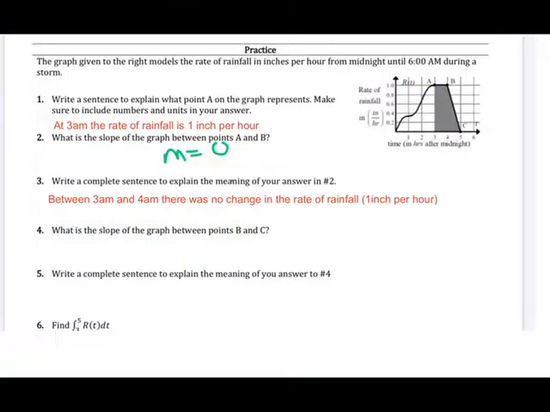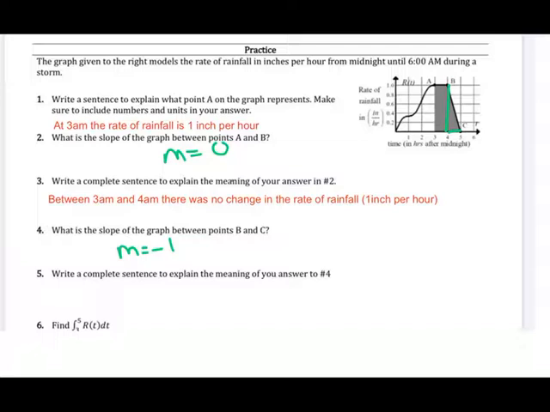Number 4 asks, what is the slope of the graph between points B and C? Well, it's going down this far. This is actually just 1. Looking at the units over here, it's going down 1 and it's going to the right 1. So our slope is -1. Number 5: write a complete sentence saying what that means in context.